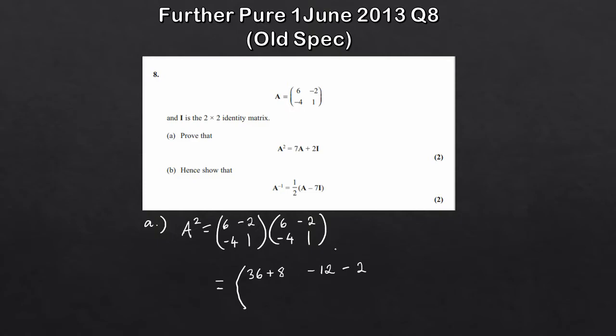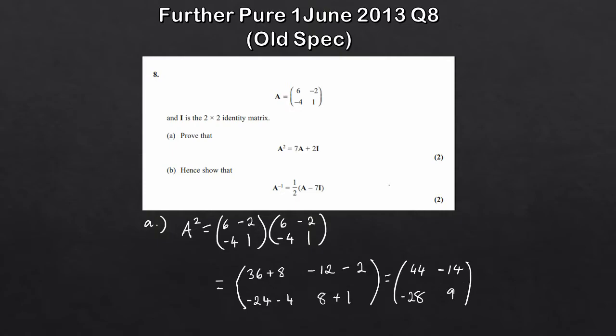And just a bit of advice for this question: you can actually just do this on your calculator. You could just put A in, square that matrix, and then write the result down. But I'm going to try to do it by hand. Now for this bottom left one, I'm going to do this row times this column. So minus 4 times 6 gives me minus 24, and 1 times minus 4 is minus 4. And then finally for my bottom right element, this row again, times this column now. So minus 4 times minus 2 is 8, and then 1 times 1 is just 1. Okay, so if we simplify everything here: 36 plus 8 is 44, minus 12 minus 2 is minus 14, minus 24 minus 4 is minus 28, and finally 8 plus 1 gives me 9.